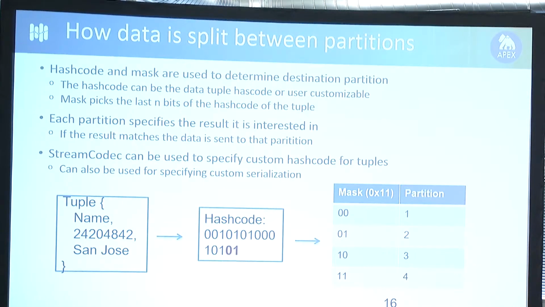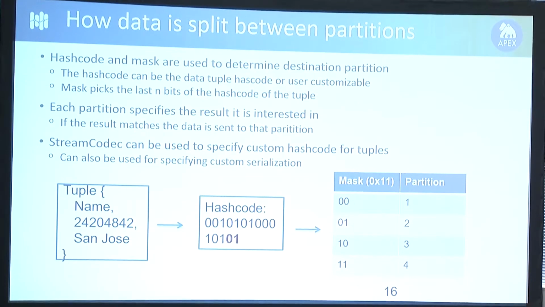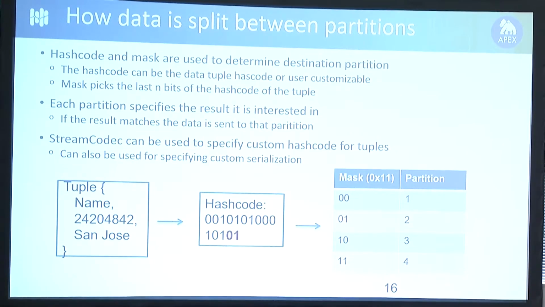And the last is, now that you have all these partitions, how is the data actually split? How do you know which data goes to which partition? By default, because the data can be any Java object, we take the hash code. The way the default partitioning mechanism works is it takes the last few bits of the hash code and accordingly routes it to the different partitions.